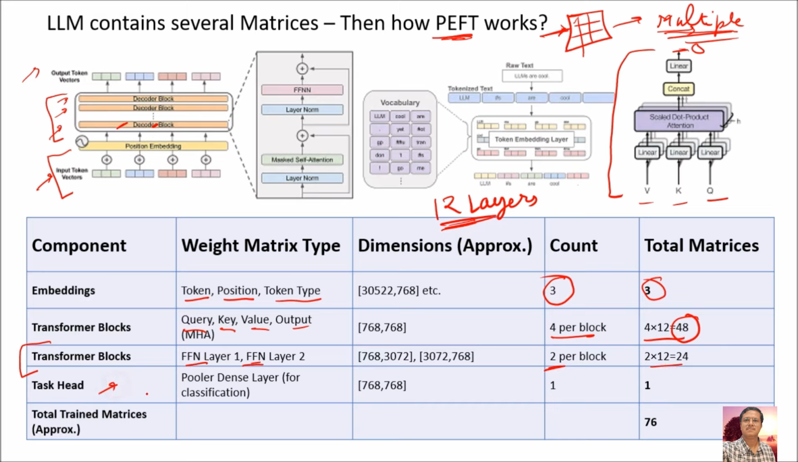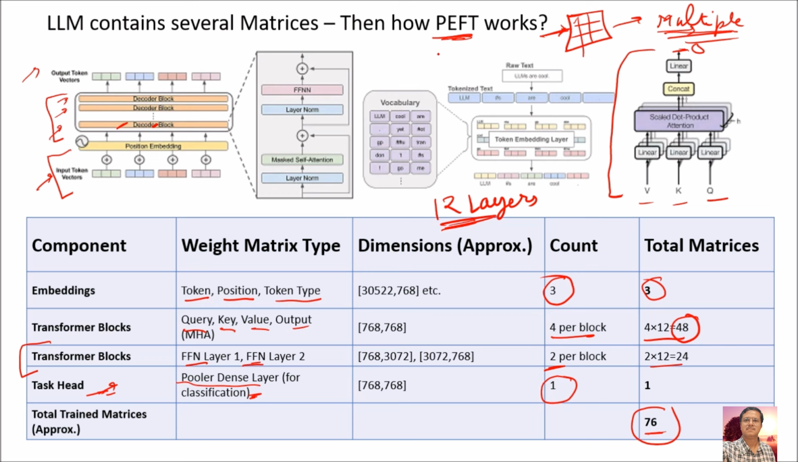Now finally, the task head. You already know that we train the LLM by using a next word or next token prediction model. So we have to put one task head. Suppose our default task head is just one, for example classification. We can use a dense layer. So in that case, we will have only one matrix. So the total count of matrices will be 76.